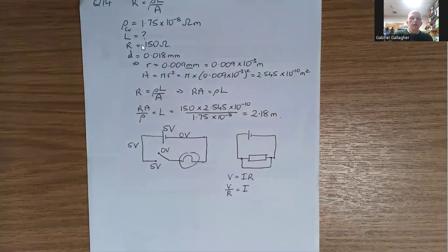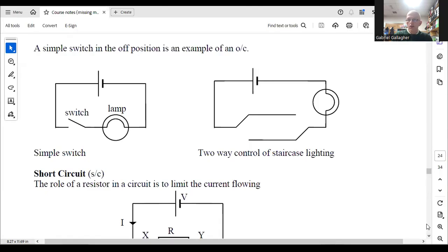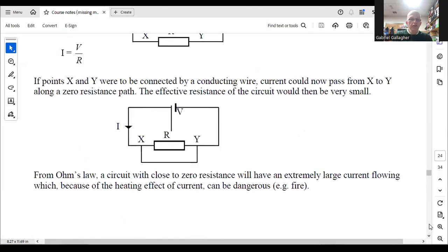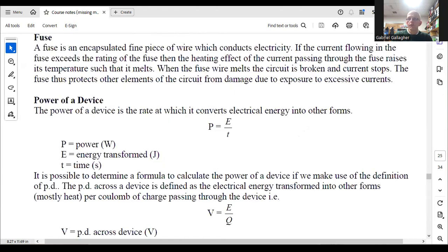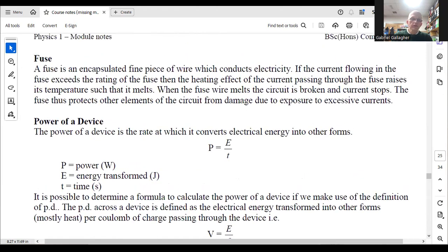We need safety measures to protect us in these situations. One such safety device is the fuse. As it says there, a fuse is an encapsulated fine piece of wire which conducts electricity. There are fuses in nearly every plug and socket that you have in the house.